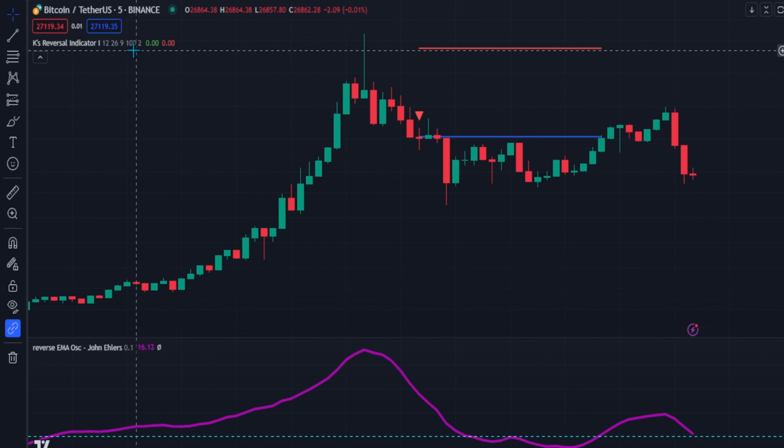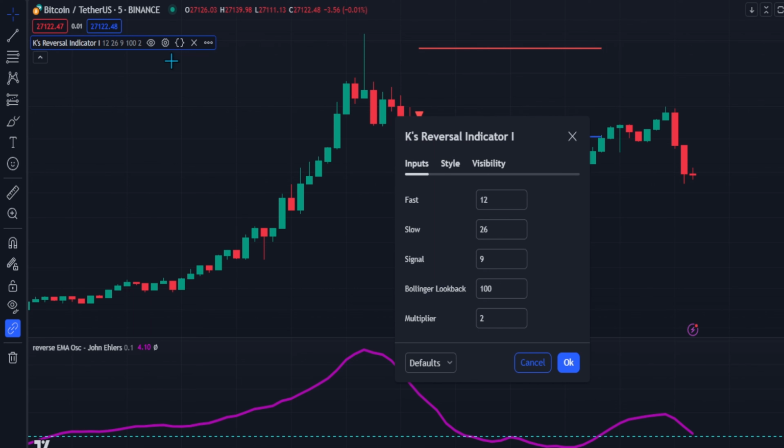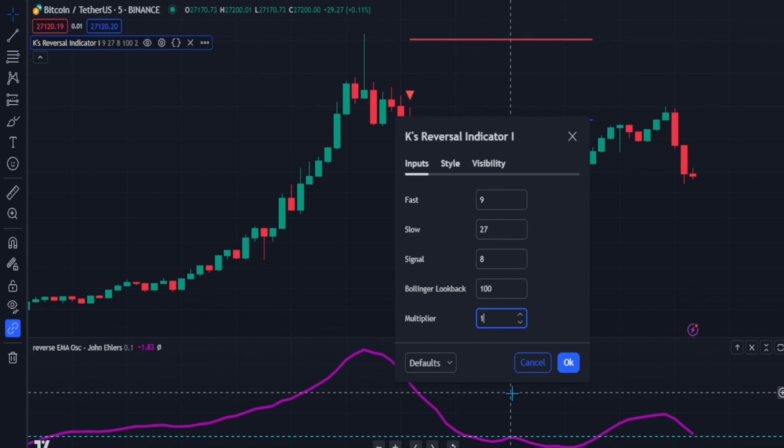Go to the indicator settings of the reversal indicator. And from the input section change the fast value from 12 to 9. Then change the slow value from 26 to 27. Also, change the signal value from 9 to 8. And lastly, change the multiplier value from 2 to 1. After that, close the indicator settings.